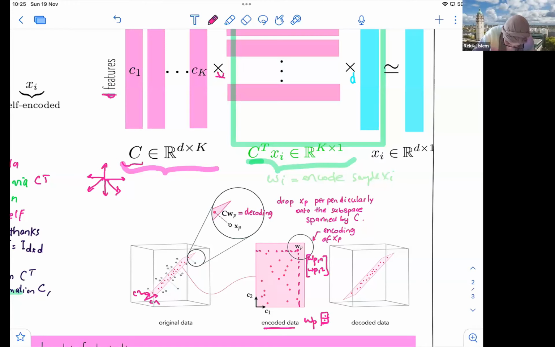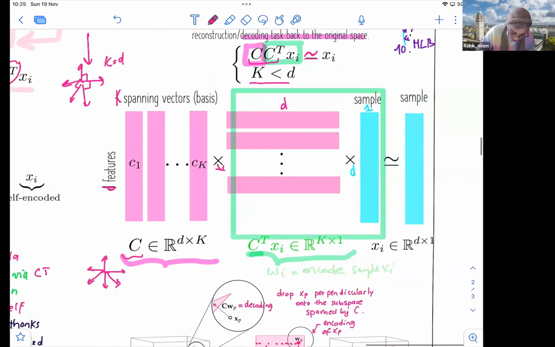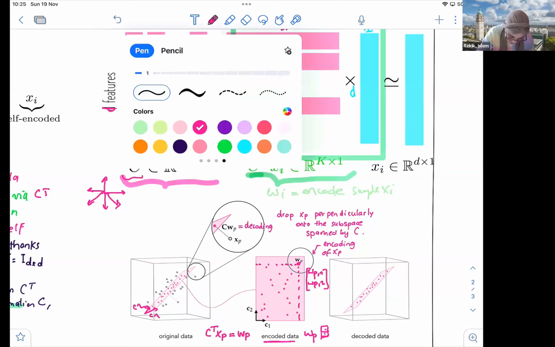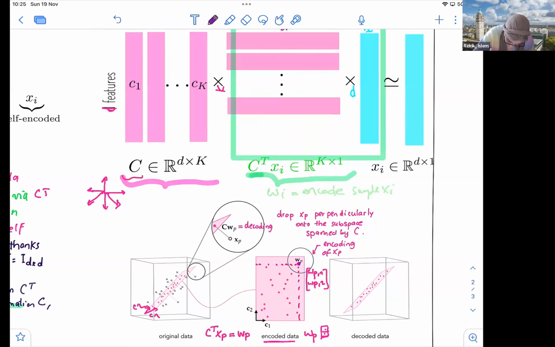So we represented XP using WP. So this is actually C transpose. C transpose XP is equal to WP, which is the new representation, or the new encoding, of XP in this new space. And it's a 2-dimensional space, okay? So all these points are now represented in this new dimensional space.